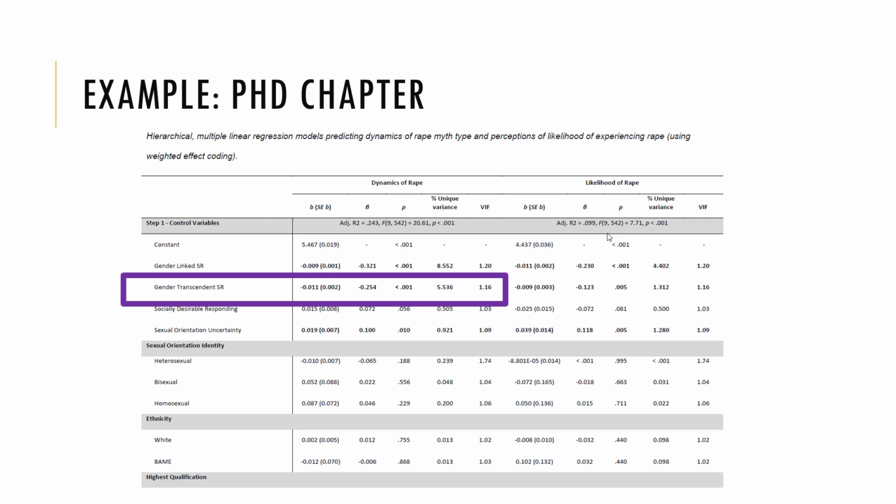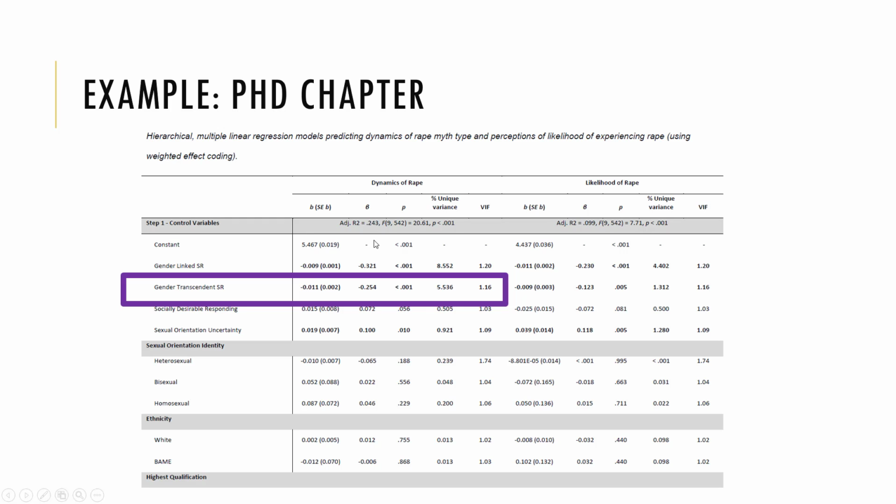Okay, we have to remember that this represents the unit of change we'd expect to see on our outcome variable based on a single unit increase here. So for every point we go up on the gender transcendence social roles subscale, we would expect scores to go down by 0.011 of a unit on rejection of dynamics of rape myths. So again we would expect to see a negative relationship between these things. Hopefully that makes sense.